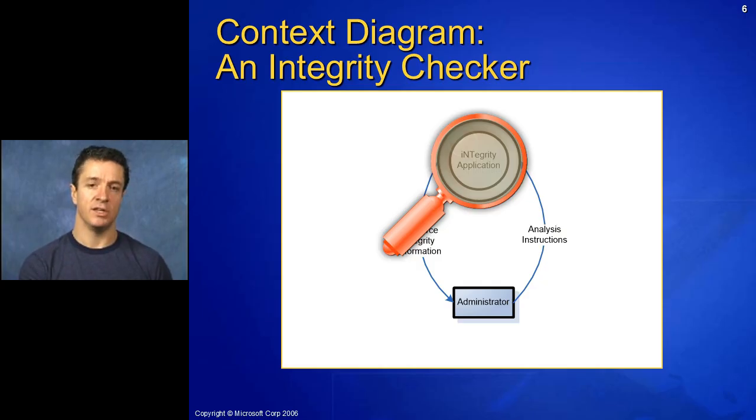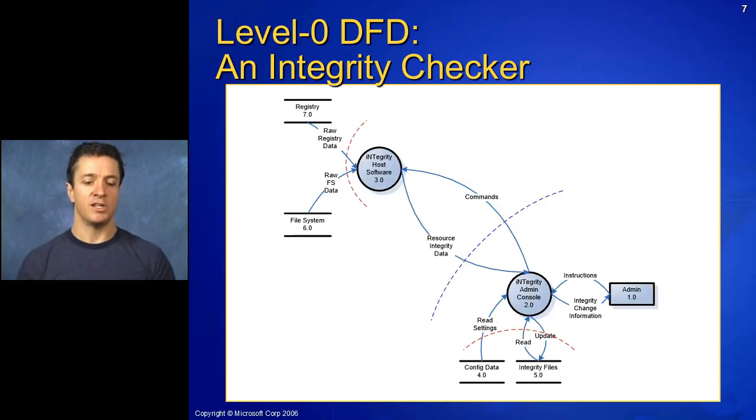Now you'll notice that the integrity application itself is a double-skinned circle, which means it's a complex process, which means that it contains multiple logical processing. Therefore, we need to drill down into that multiple or complex process. So the next diagram is a level 0 DFD, and you can see we're sort of exploding and looking deeper inside the application now. And so we have the admin, which is element number 1.0, communicating with a client console application 2.0. You'll notice that it's not a double-skin circle anymore. It's now a single-skin circle, or a single circle. And the reason for that is that's now one simple process.